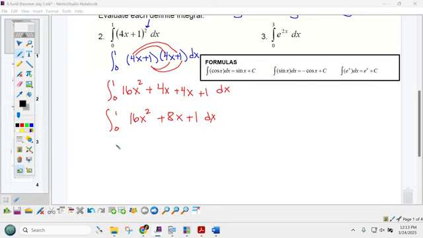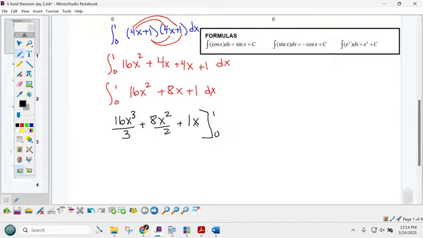Now we're going to do the antiderivative. Add 1 to the power, divide by the new power. Add 1, divide by the new power, 0 to 1. Okay, so we're going to input 1. I want to make this 4. It's less to write.